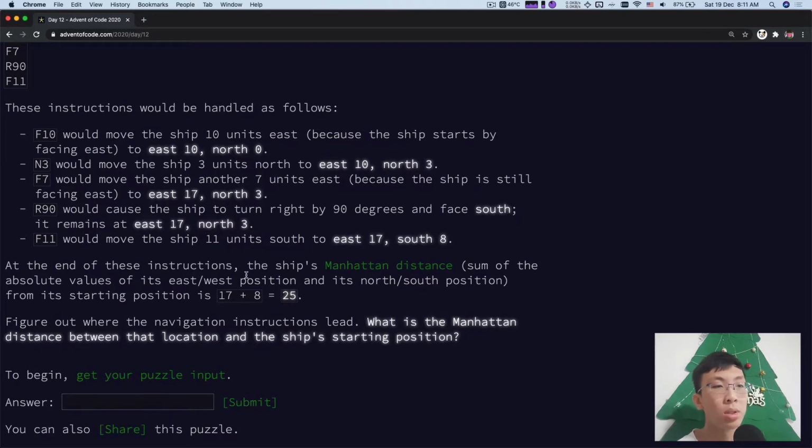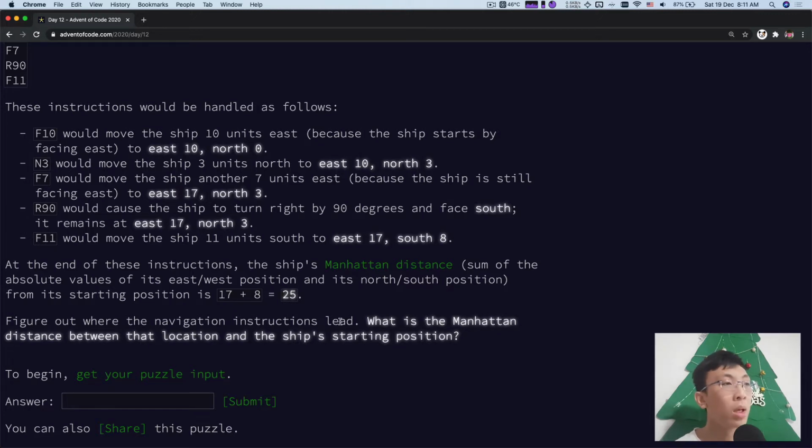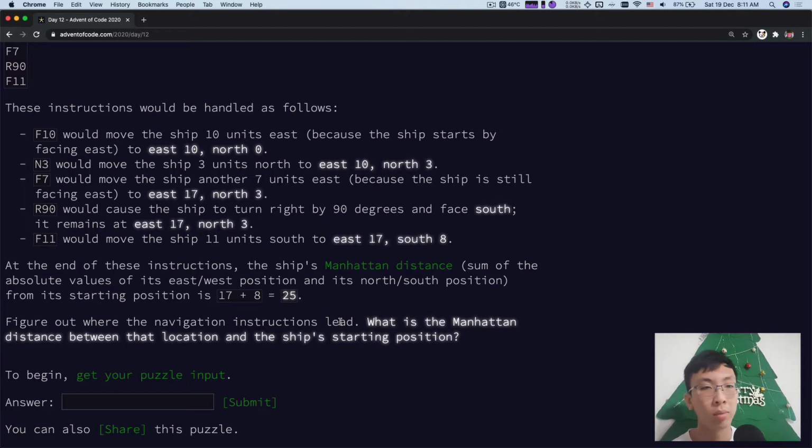At the end of these instructions, the ship's Manhattan distance, which is the sum of the absolute values of its east-west position and its north-south position. So we are at east 17, south 8, so 17 plus 8 is 25. Figure out the navigation instructions: what's the Manhattan distance between the ship's location and its starting position?